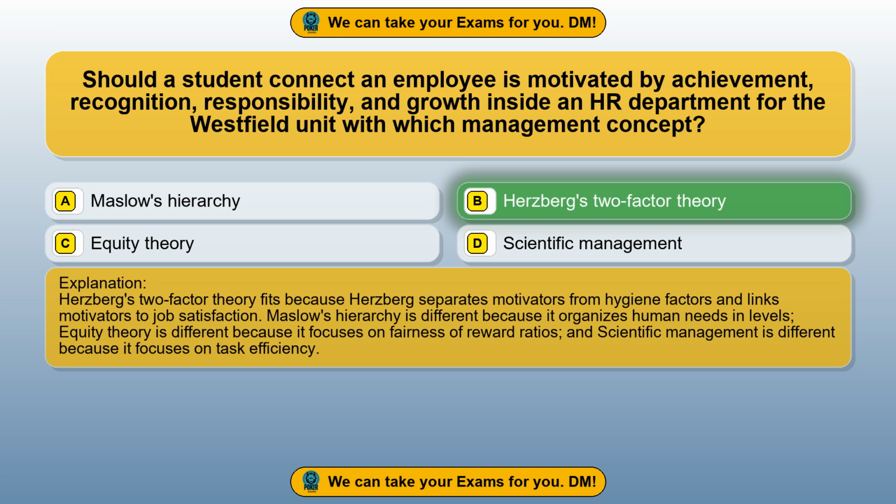Herzberg's two-factor theory fits because Herzberg separates motivators from hygiene factors and links motivators to job satisfaction. Maslow's hierarchy is different because it organizes human needs in levels. Equity theory is different because it focuses on fairness of reward ratios, and scientific management is different because it focuses on task efficiency.